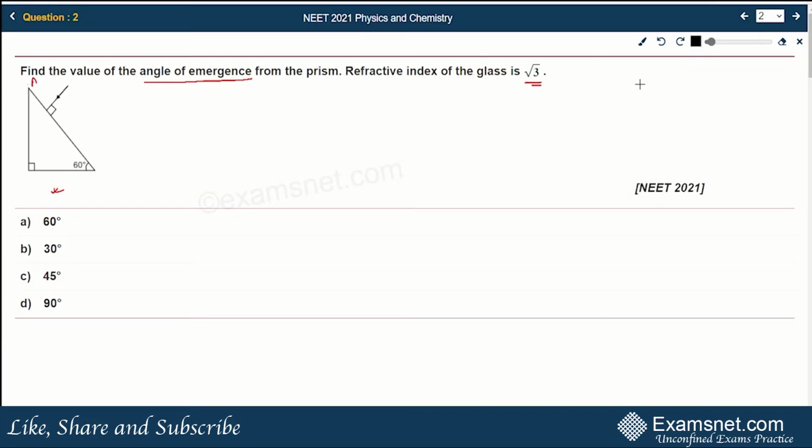Let's suppose this is point A, this is point B and this is point C. So here you can see angle B is 90 degree. This indicates 90 degree, right? This is your 60 degree. So what will be the value of angle A?